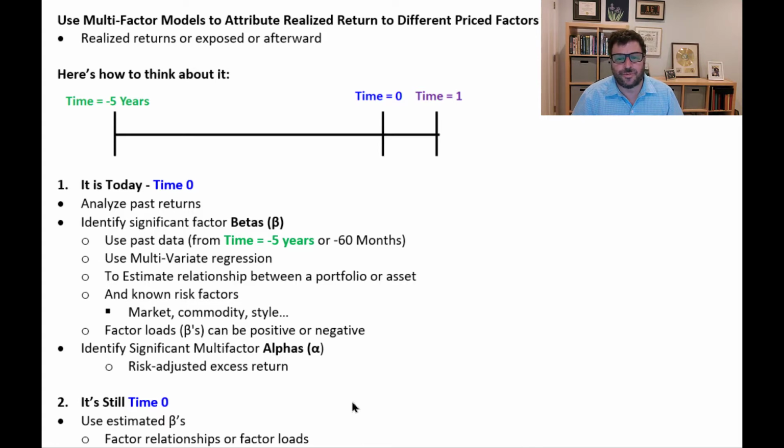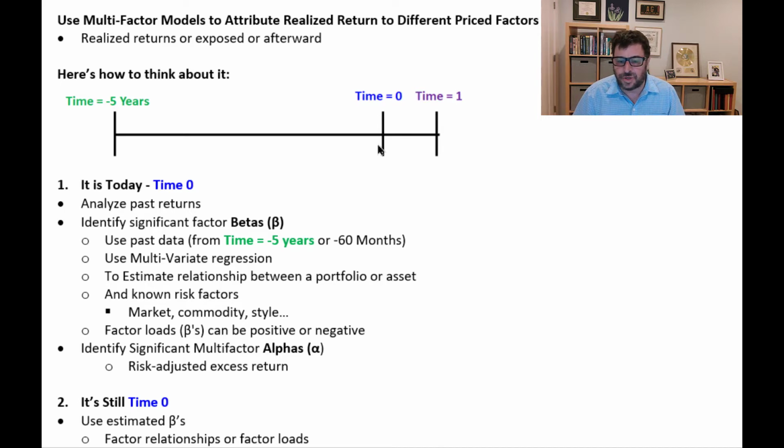And so here's the process that we'll go through to think about this. It is today, it's time zero. What we're going to do is look at 5 years' worth of historic returns to establish a baseline for these factors. We'll use multivariate regression to estimate the relationship between the portfolio or asset we're looking at and risk factors that we think are important. So we can look at the market, commodities, style, economic trends, and these factor loads or betas can be positive or negative, and we might also identify whether or not there was alpha in the past 5 years as well.